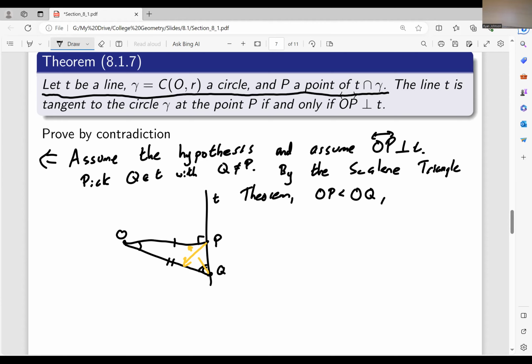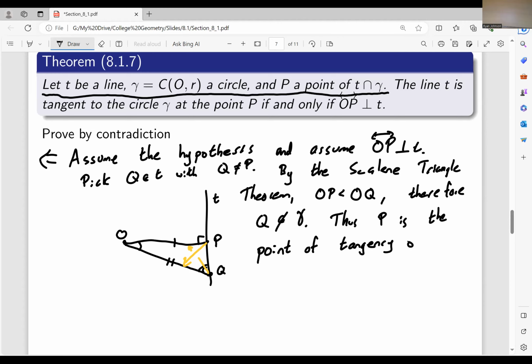therefore Q is not an element of gamma. Thus, P is the only point of T that's on gamma. Thus, P is the point of tangency of gamma and L.